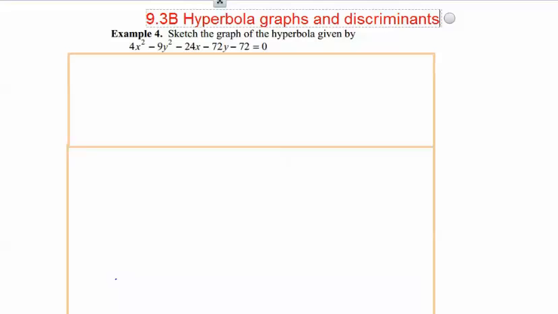This is lesson 9.3b, more on hyperbolas. We're going to do some graphing by completing the square, and we're going to learn about discriminants. So starting off, we have an example.